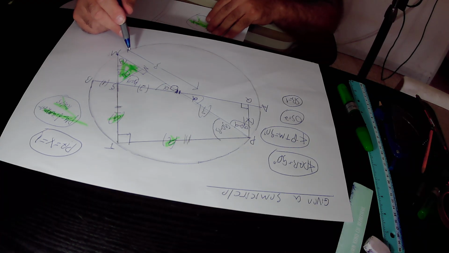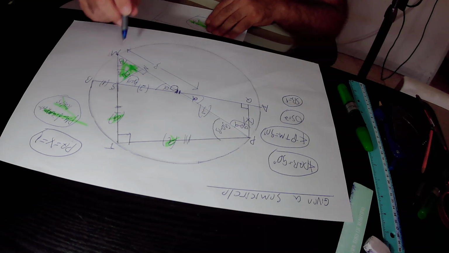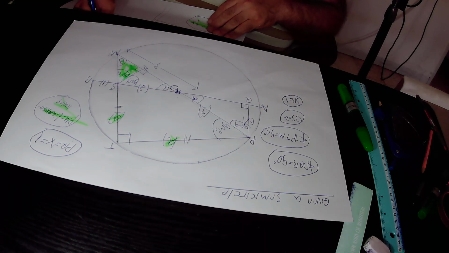So I write it down. We found out that the big right triangle PTM is similar to this small green right triangle NSM according to the angle similarity rule.